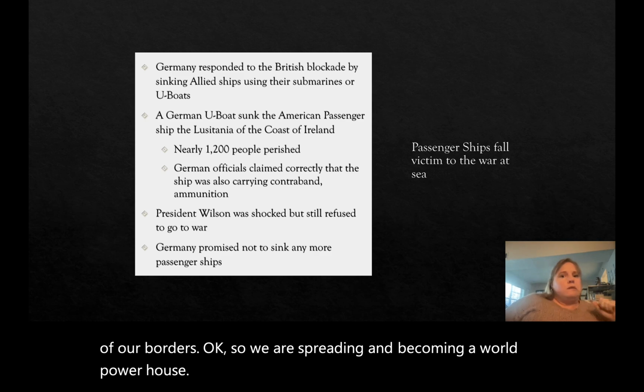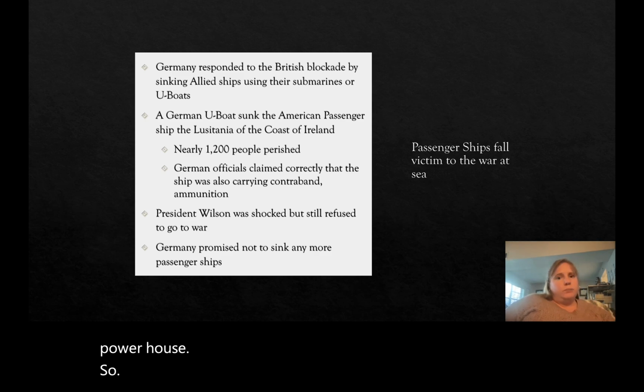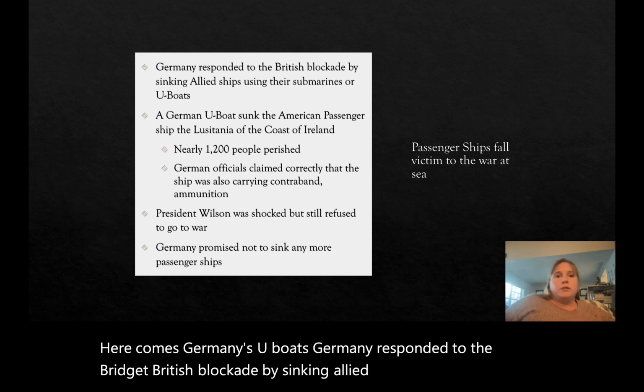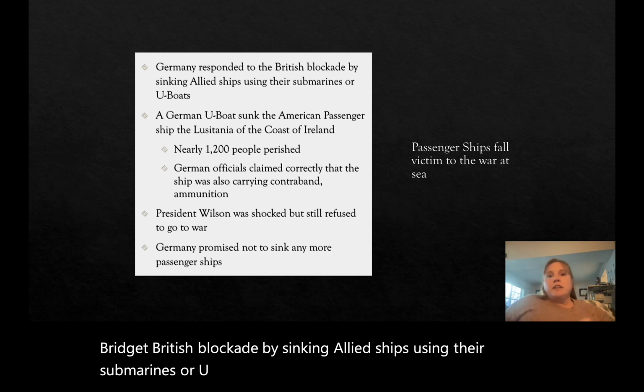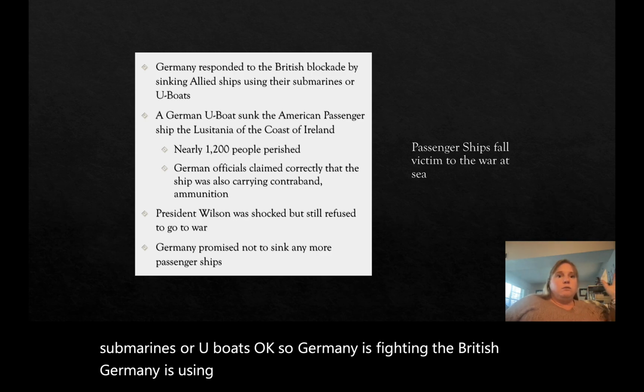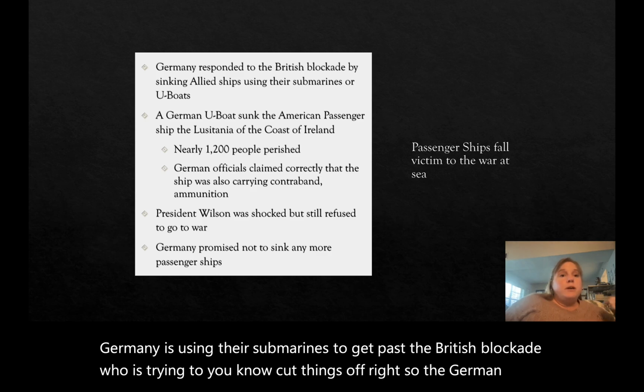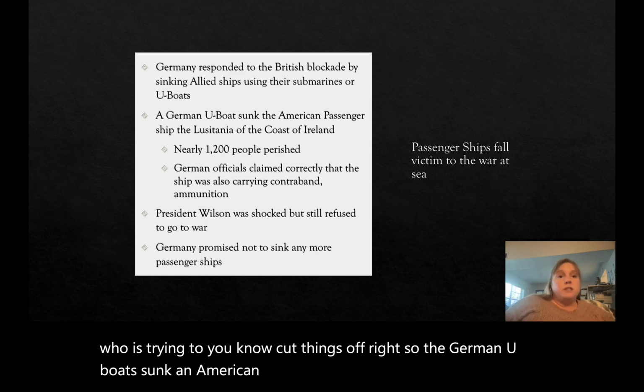So here comes Germany's U-boats. Okay, Germany responded to the British blockade by sinking Allied ships using their submarines or U-boats. Okay, so Germany's fighting the British. Germany is using their submarines to get past the British blockade, who is trying to cut things off, right? So the German U-boat sunk an American passenger ship, the Lusitania, off the coast of Ireland.